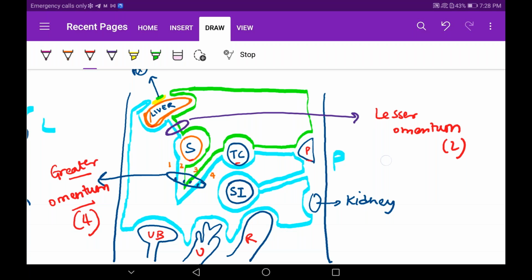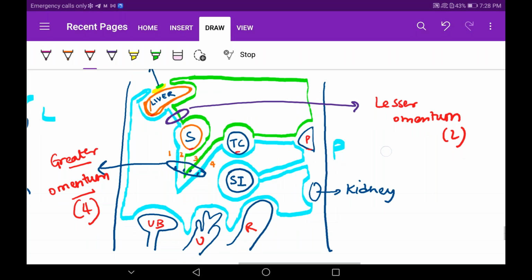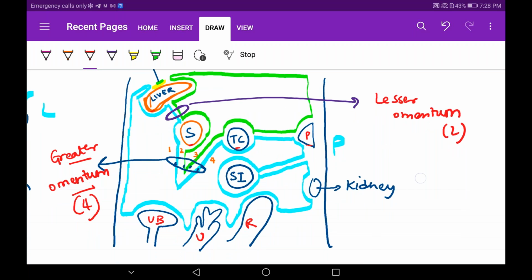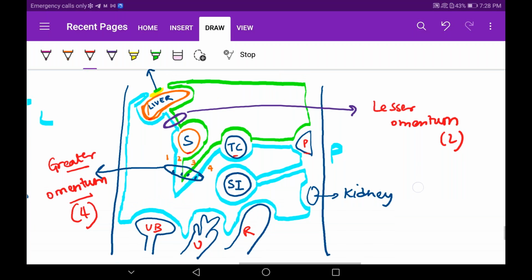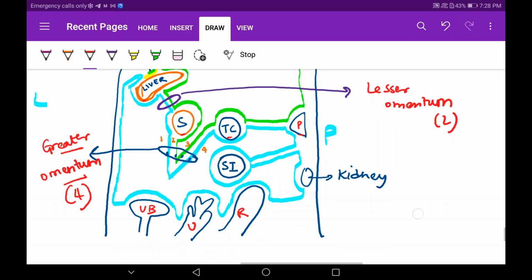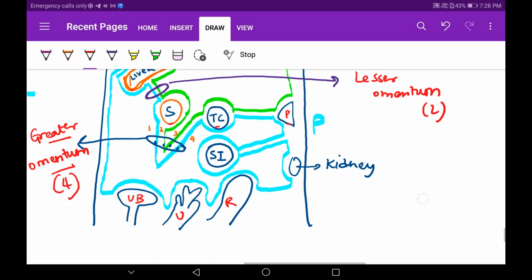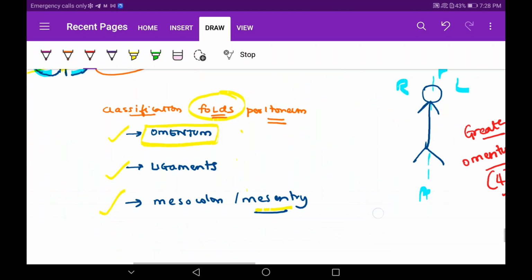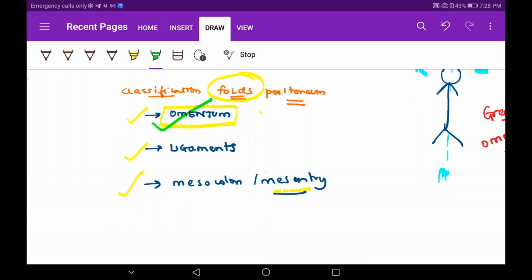Just be with me. I will explain the concept: why we say 4 layers and why we say 2 layers. Lesser omentum 2 layers, greater omentum 4 layers. Now we have labeled the omentums. Now I will just explain the mesocolon so that you understand what the transverse mesocolon is. Now let's come to the classification. Are we done with the omentum in the labeling? Yes, we are done with the omentum.